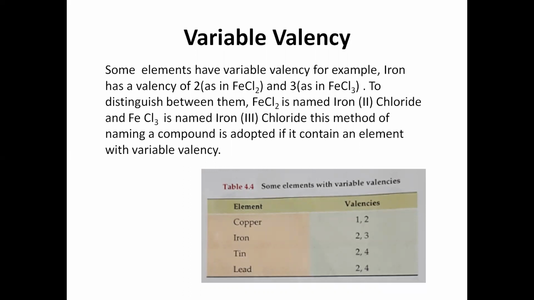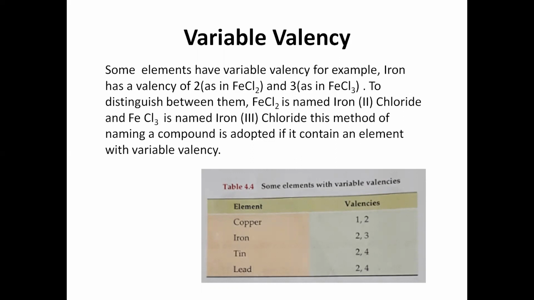So to differentiate between them, FeCl2 is named as iron, then in bracket 2, then chloride, and FeCl3 is named as iron, then in bracket in Roman number 3, you have to put in bracket and close the bracket, and after that chloride. So this method of naming a compound is adopted if it contains an element with variable valency.